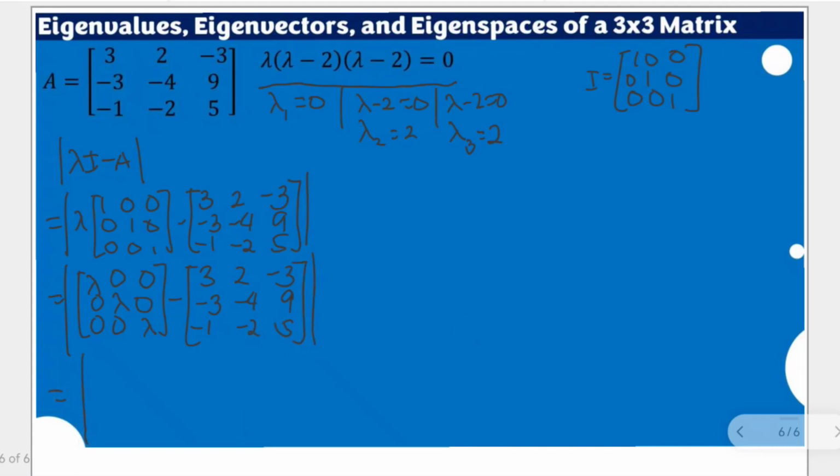So this final form of this matrix is actually lambda minus 3, 0 minus 2 is negative 2, 0 minus negative 3 is positive 3, 0 minus negative 3 is positive 3, lambda minus negative 4 is lambda plus 4, 0 minus 9 is negative 9, 0 minus negative 1 is positive 1, 0 minus negative 2 is positive 2, and you have lambda minus 5. This matrix now will then be subjected to this process.